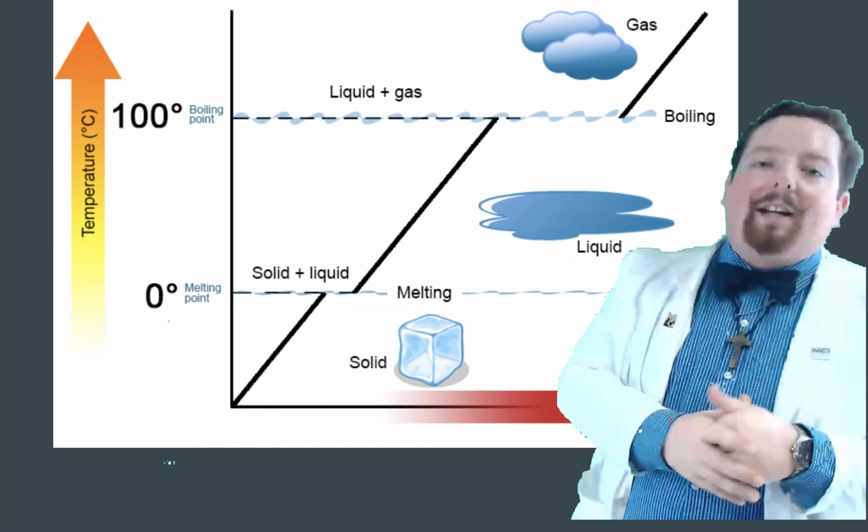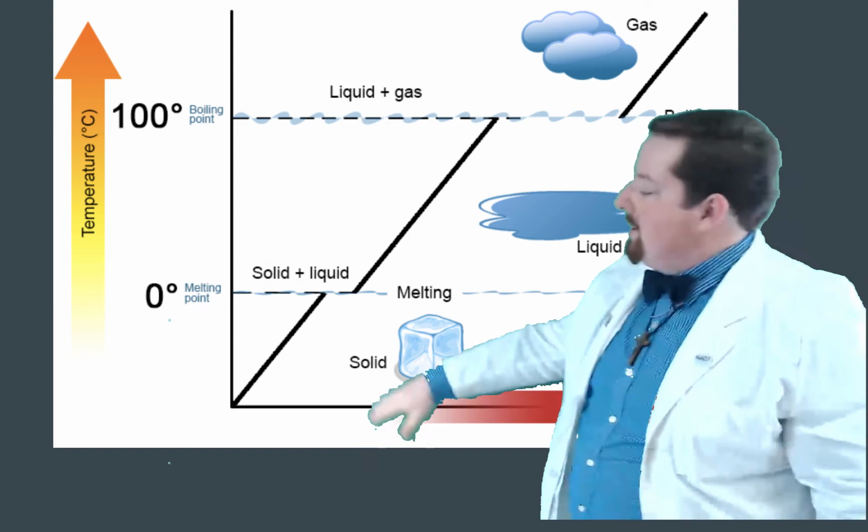At some point, you can see that I'm turning into a gas. So now some of my particles are flying off and bouncing around all over the place, and I'm going to exist on this flat part of the graph at this exact temperature for a certain amount of time as I'm both a liquid and a gas. Once all of my liquid has turned into gas particles, I can heat up again and become a much hotter gas.